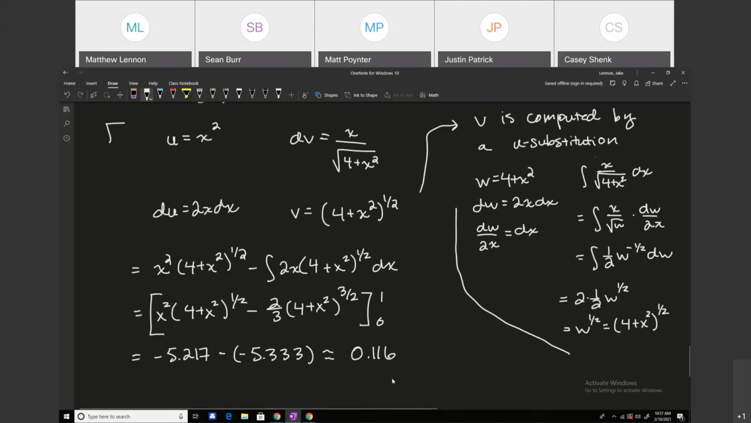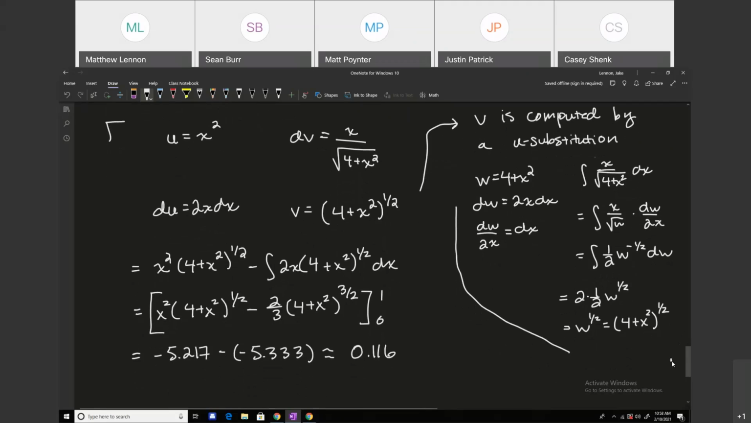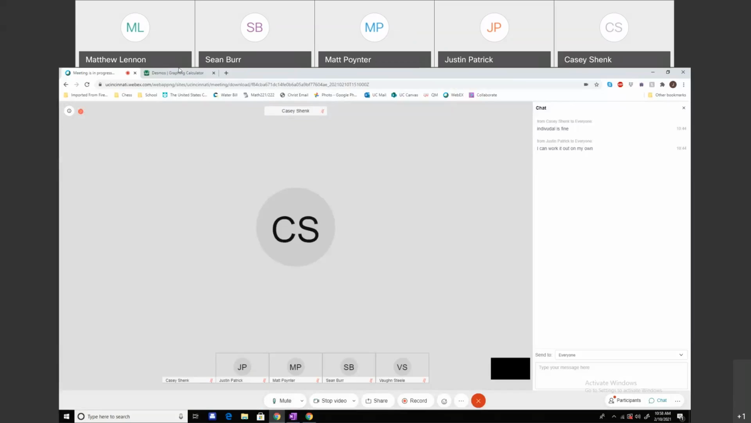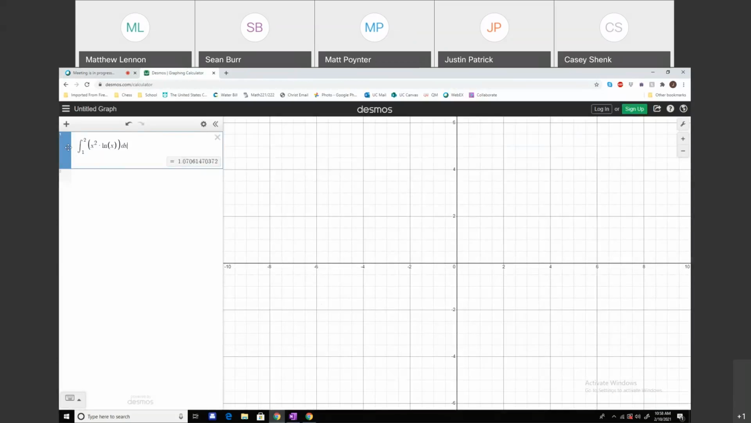So that was a pretty messy problem, but you can see that these things can be very sneaky as well. Why don't we go ahead and check that one? I don't know if I've checked it before, but probably I have. What was the original integral? The original integral was from 0 to 1 of x cubed divided by the square root of 4 plus x squared. So yeah, 0.116. So it came out correct.